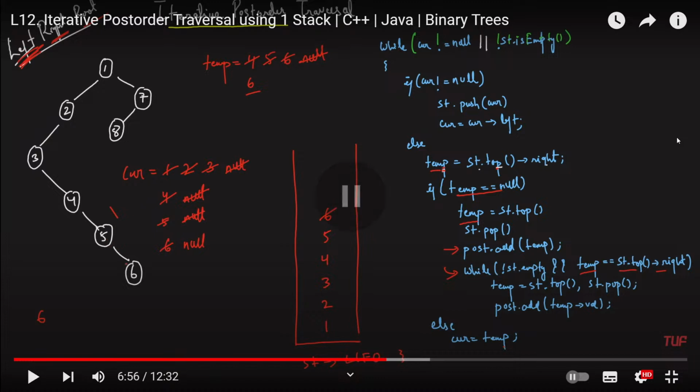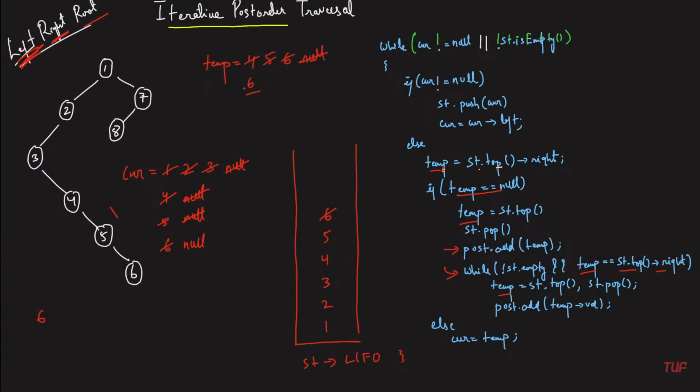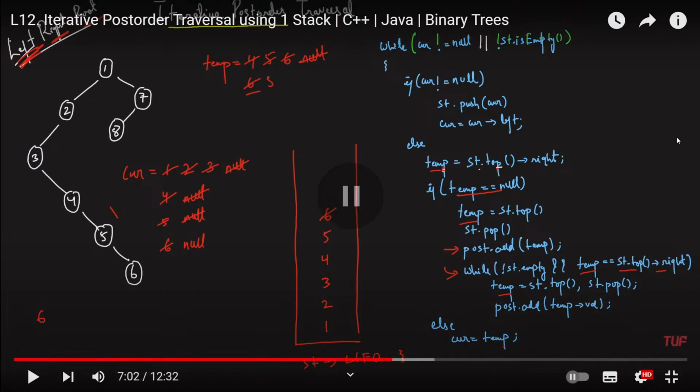I have to go back. I have to go back to 5. And if I'm going back to 5, I'll say temp, why don't you reassign yourself to 5, right? Basically the previous value, and pop yourself out. At the same time, the post order will also add it. So I've taken it. Perfect.